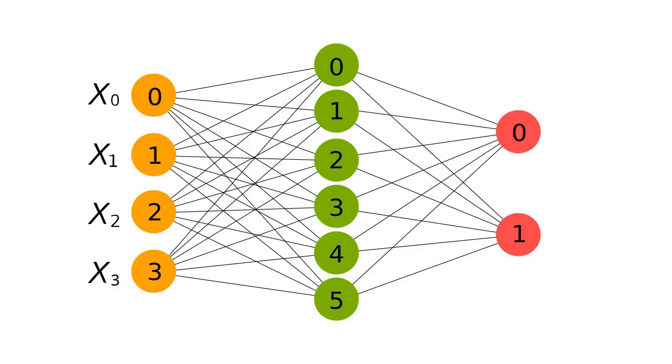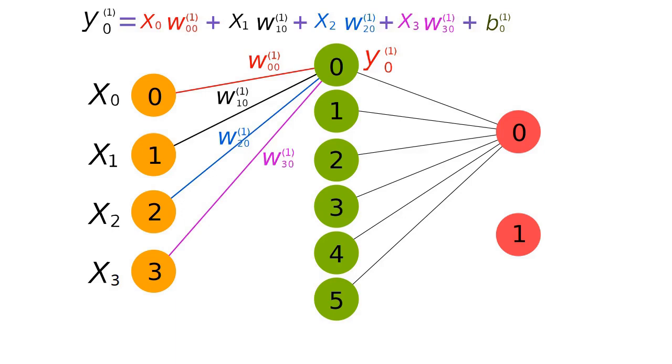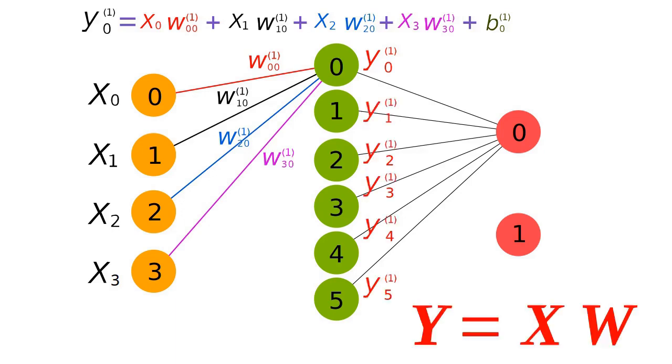This is the toy model we want to work with. The input size is 4, the hidden layer has 6 units, and the output layer has 2 units. We will not consider nonlinear activation functions. So the output of each unit is the weighted sum of inputs plus the bias. In matrix notation, the outputs of the hidden layer Y are calculated as the matrix product of the input X and the weight matrix W. The bias is ignored too.